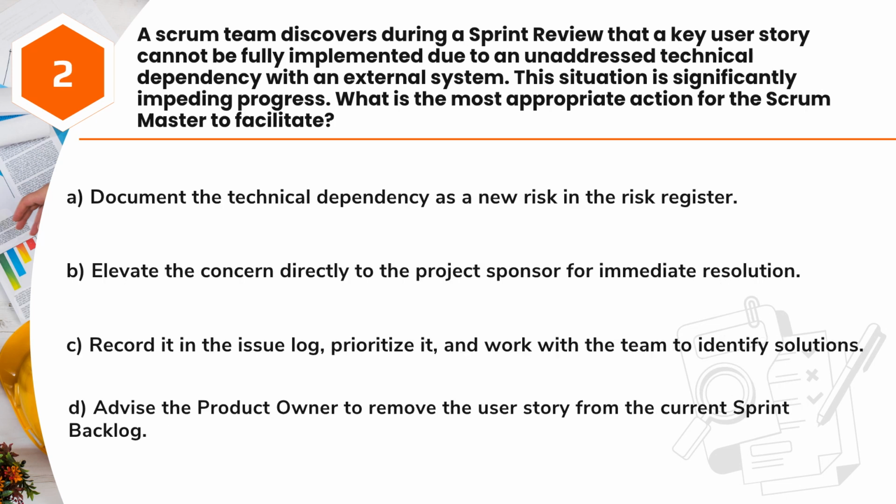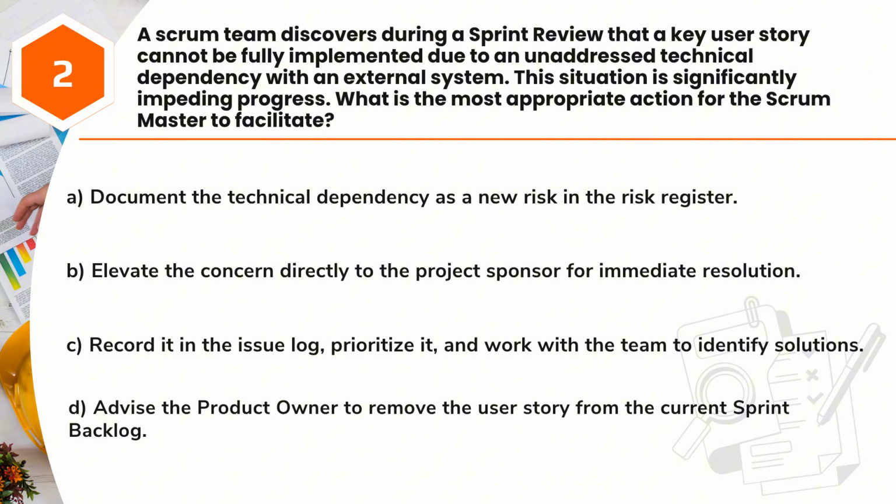Question 2. A Scrum team discovers during a sprint review that a key user story cannot be fully implemented due to an unaddressed technical dependency with an external system. This situation is significantly impeding progress. What is the most appropriate action for the Scrum Master to facilitate?